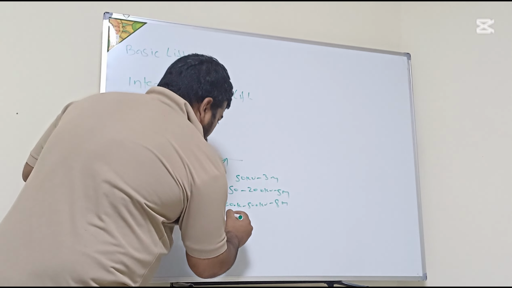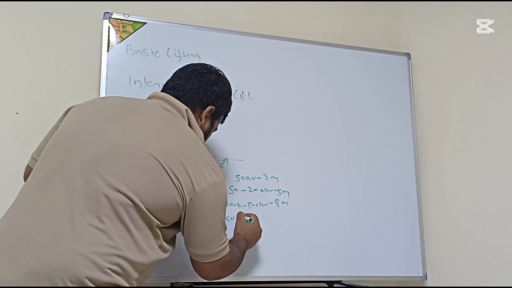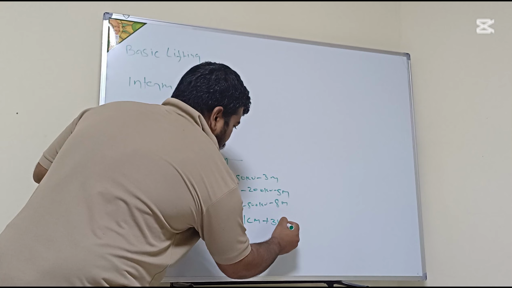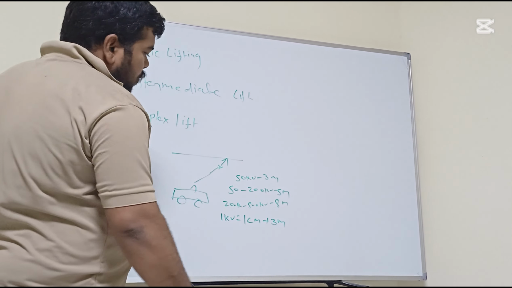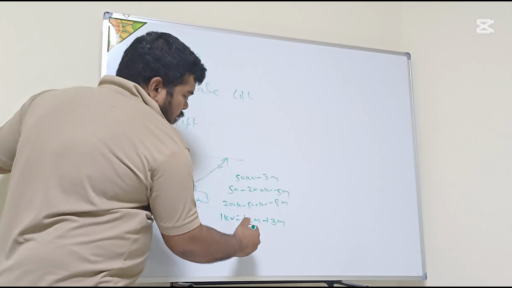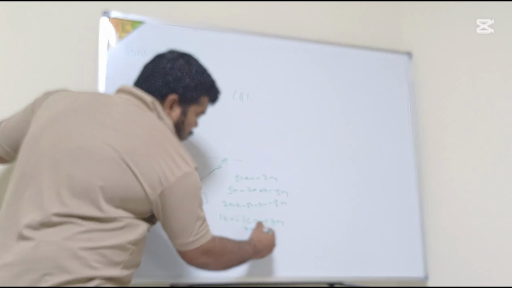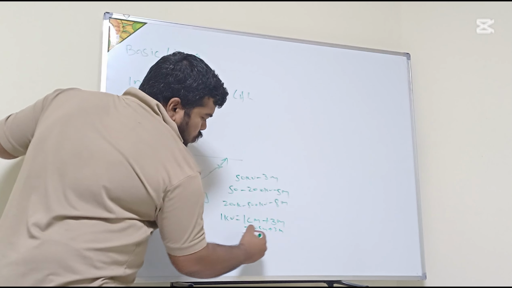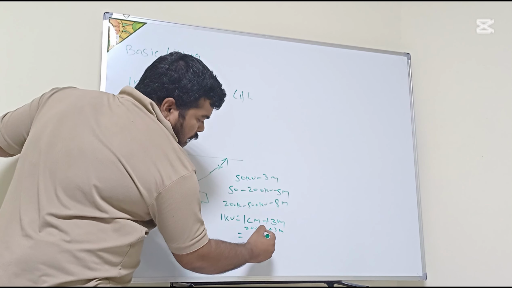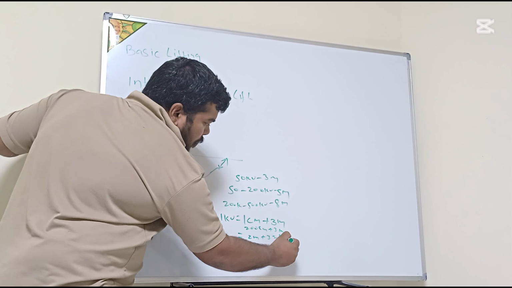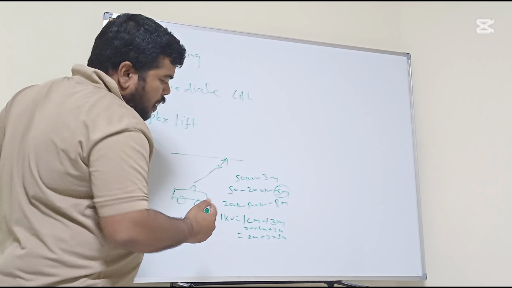For that, 1 kilovolt is equal to 1 centimeter plus 3 meter. For example, if you are working up to 200 kilovolt, so 200 centimeter plus 3 meter. 200 centimeter can be converted, divided by 100, you will get 2 meter, plus 3 meter is equal to 5 meter. You see here you get 5 meter.